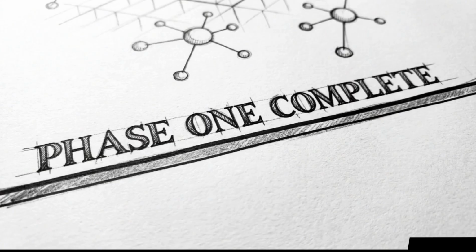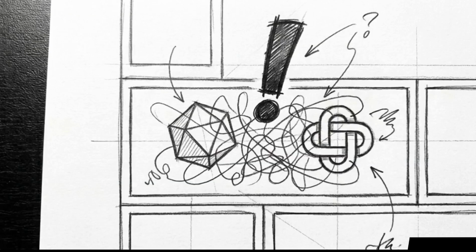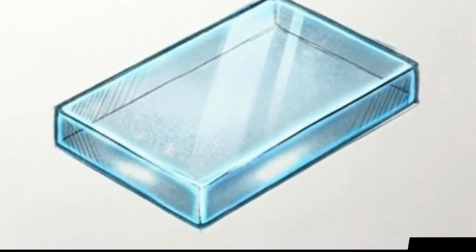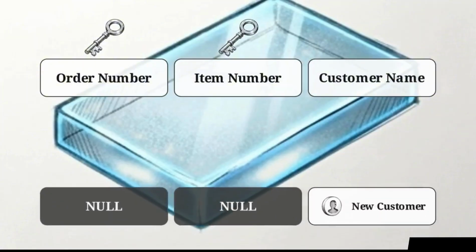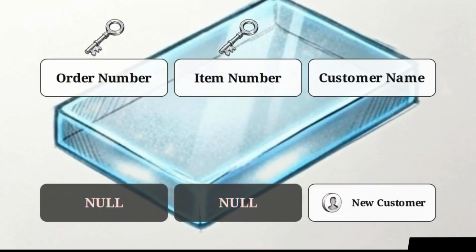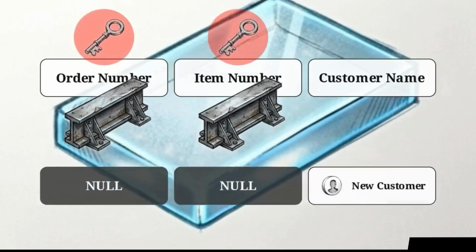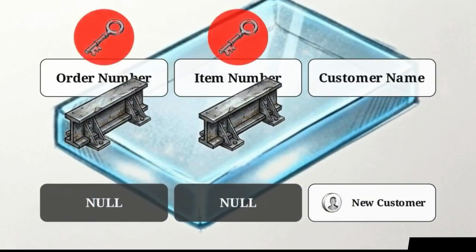However, passing this test is only the starting line. A table in first normal form remains critically flawed if it still attempts to describe multiple entities at once. If a table tracks both customers and orders and requires a composite key of order number and item number, you face an insertion anomaly. You are mathematically blocked from adding a brand new customer to the database until they place an order, because you lack a complete primary key.